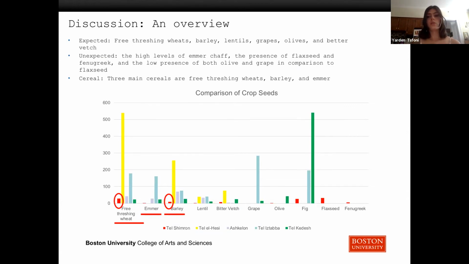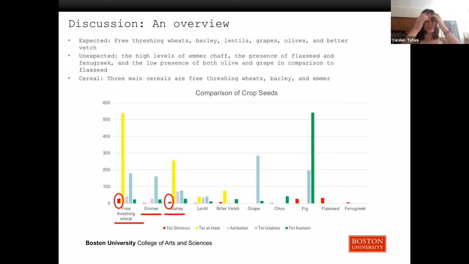So as an overview, domesticated crops fall under 3 categories: cereals, pulses, and fruit/other. And as a reminder, it is expected that free threshing wheats, barley, lentils, grapes, olives, and bitter vetch will be the primary crops here. However, what was unexpected was the high presence of emmer chaff, the presence of both flaxseed and fenugreek, and the very weirdly low presence of olive and grape. Each of these will be discussed in more detail shortly. And now I'll go through the major crop categories.